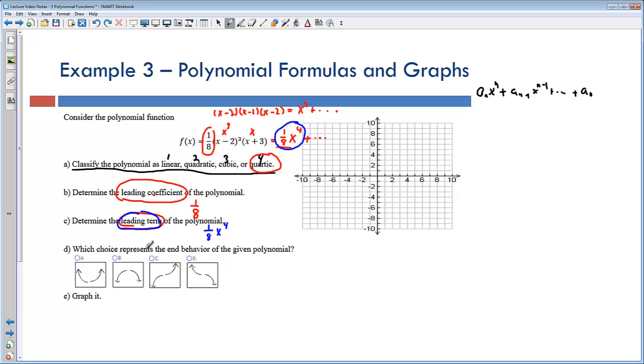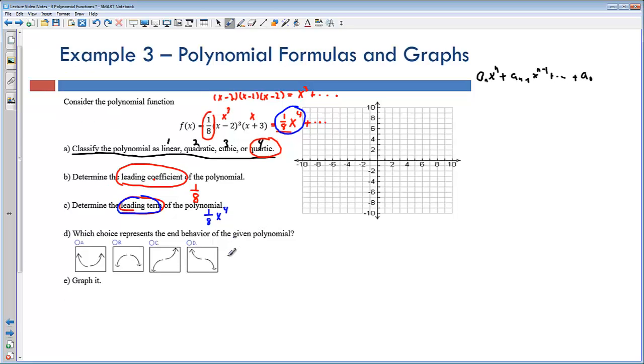Okay, so now, which choice represents the end behavior of the given polynomial? All right, so end behavior, there are a couple ways you can do this. We're going to talk in a little bit about limits, not today, but later. End behavior is just what happens to the ends of this graph. So you can say stuff like, what happens as you take the limit as x goes to infinity of this function. And that would be what happens as you go all the way to the right over here.